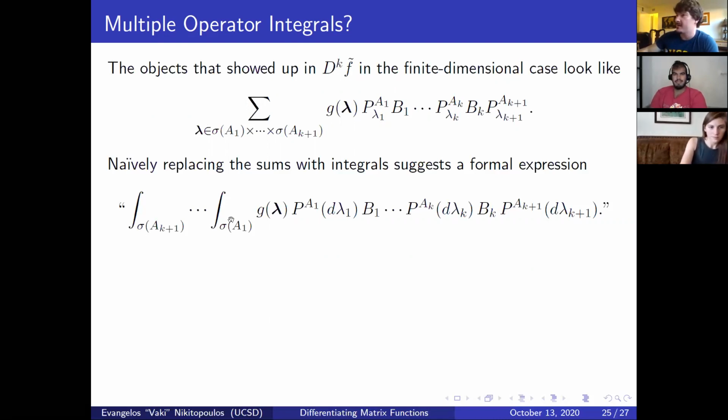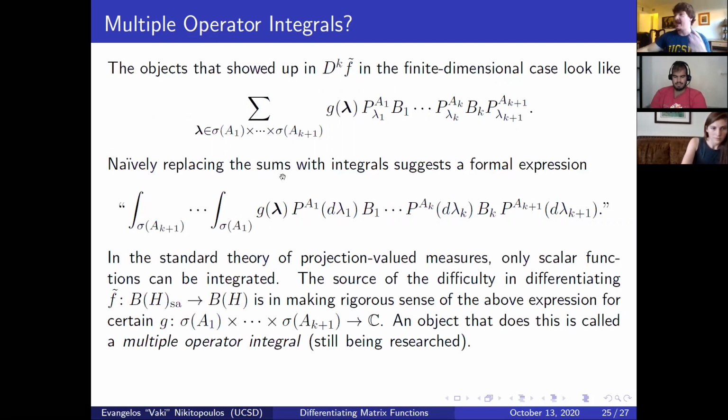It's an iterated integral of P_A1, and then you stick a B1 in there, and then P_Ak, you stick another B_k, and then P_A(k+1). The issue with this is that in the standard theory of projection valued measures, you're only supposed to integrate scalar functions. So this first integral is okay. g is a scalar function. This is fine. We know how to do this. But then the second integral, we don't know how to do.